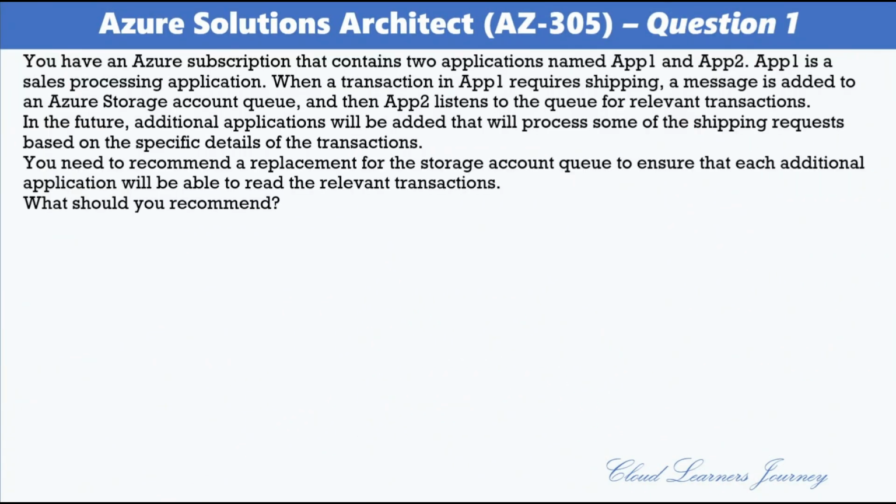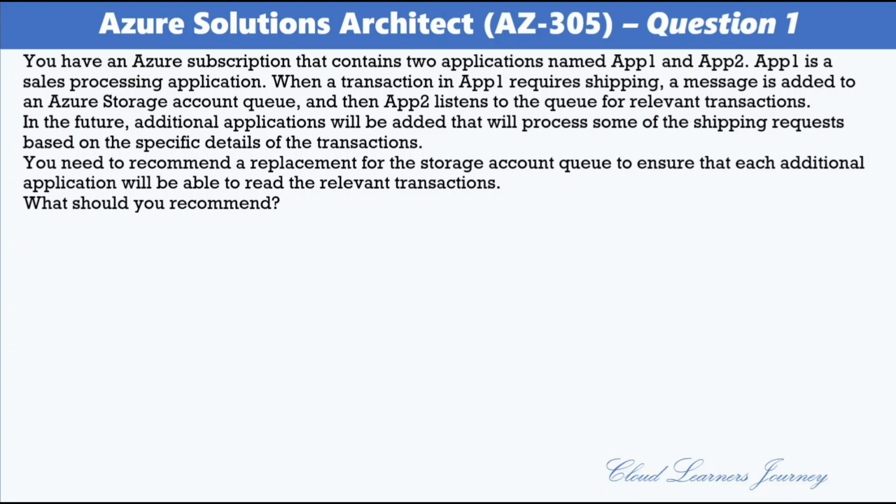Question number 1. You have an Azure subscription that contains two applications named App 1 and App 2. App 1 is a sales processing application. When a transaction requires shipping, a message is added to an Azure Storage account queue and then App 2 listens to the queue for relevant transactions. In the future, additional applications will be added that will process some of the shipping requests based on the specific details of the transactions. You need to recommend replacements for the storage account queue to ensure that each additional application will be added to read the relevant transactions.